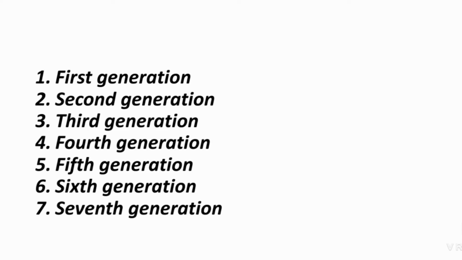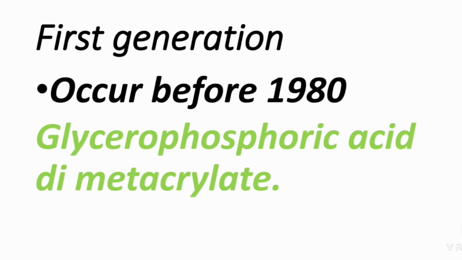Moving to the classification, dentine bonding agents are divided into 7 generations. Let's check each of them in detail. The first generation was used before the 1980s.